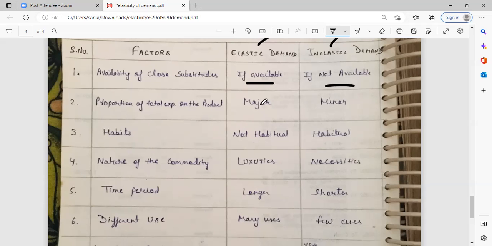Habit. If you are not habitual, you will change your demand. But if you are habitual, you will not change your demand. Okay. Nature of commodity. If the commodity is a luxury, of course you will change your demand. You will not purchase a luxury product, right? But if it is a necessary item, then you will not change your demand, no matter what the price is, right?